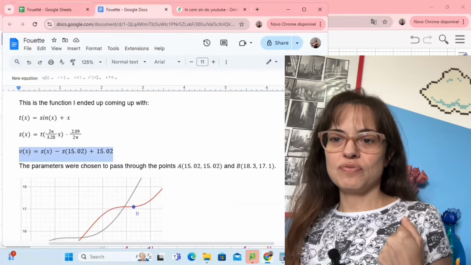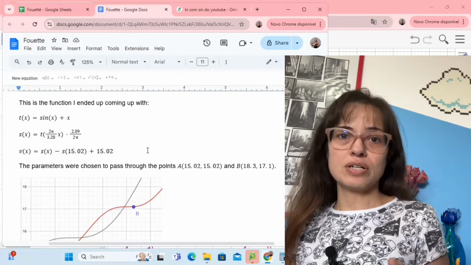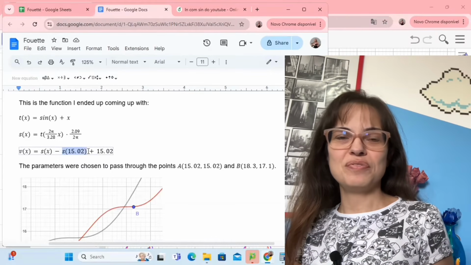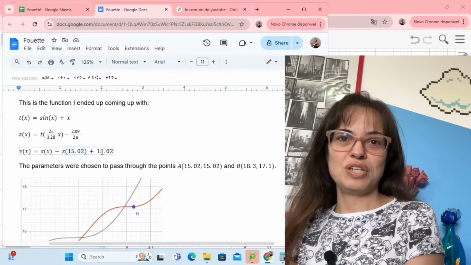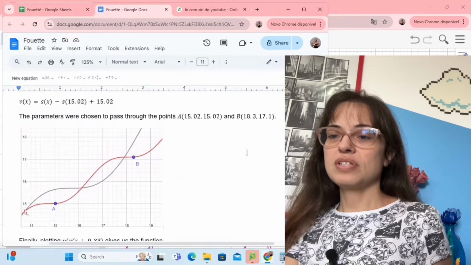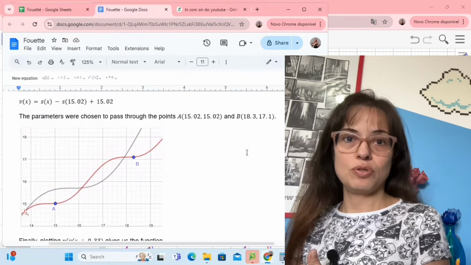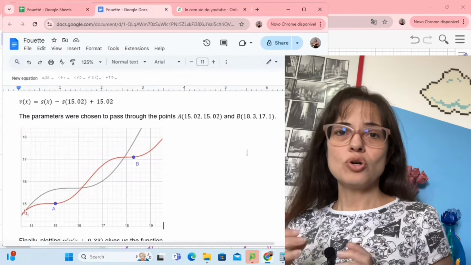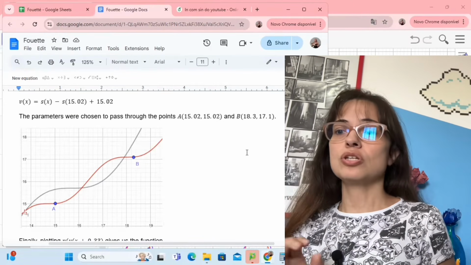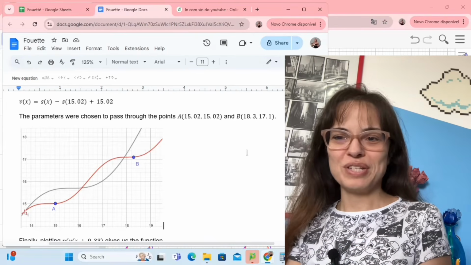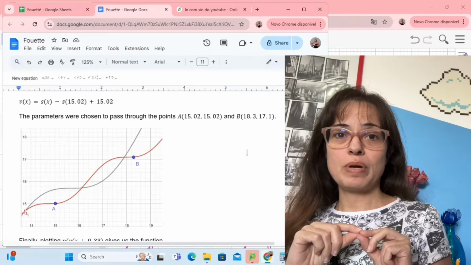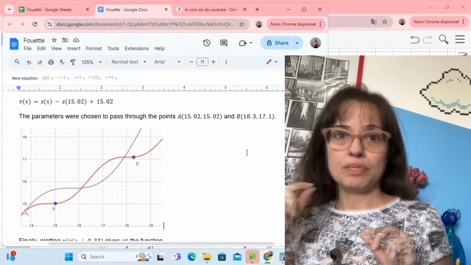So this other function v here is just the vertical translation. I subtracted wherever it was on 15.02 and then added 15.02 because that's point A. So this is the result, the same kind of function, but now passing through points A and B. So there was no guarantee that after I did the stretches and the vertical translation, of course it would pass through both points, but that was intentional. But it wasn't guaranteed that it would pass starting on the going up.